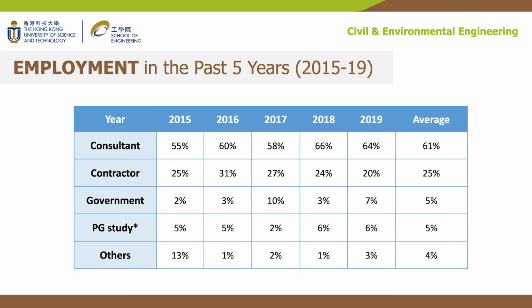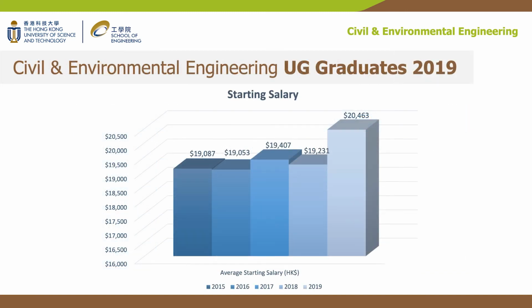It shows the employment situation of our graduates. In year 2019, 64% of our graduates work in consultant, 20% work in contractor, and some work in government or pursue postgraduate study. It shows the salary of our graduates. It is only for reference. There are fluctuations in the salary range, but overall it is attractive and one of the engineering programs the graduates of which get the highest salary.